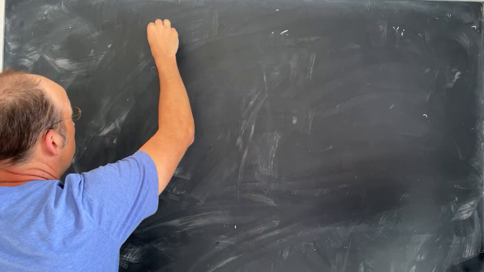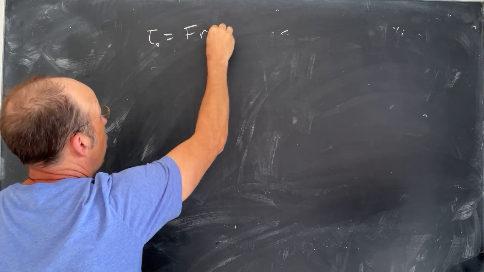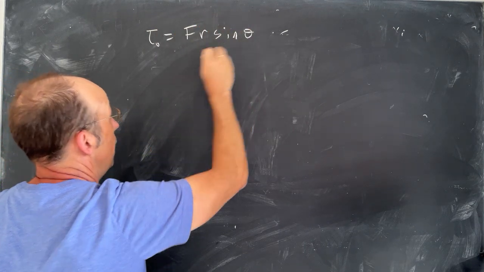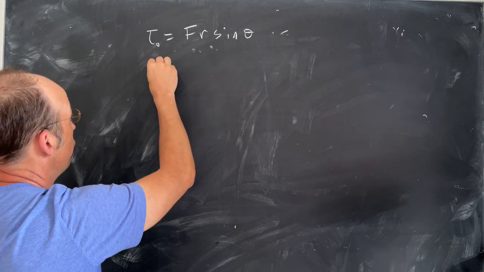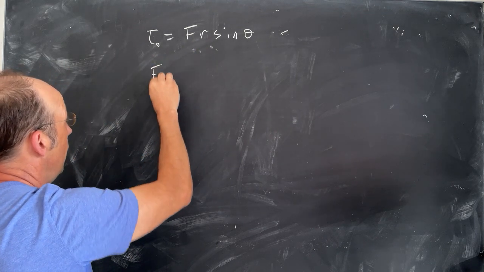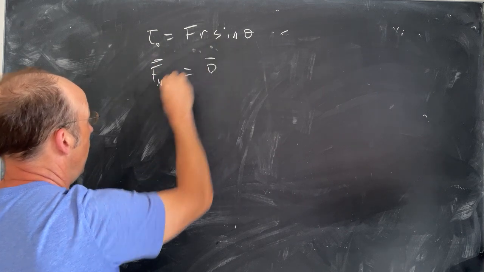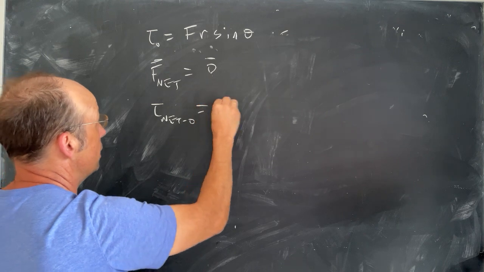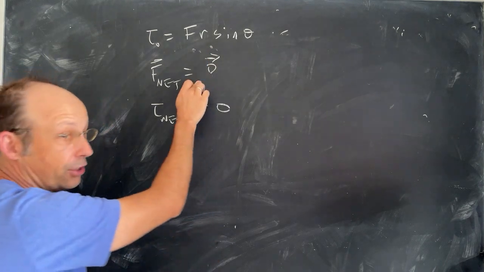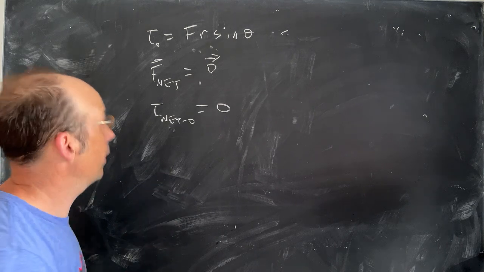So we have the definition of torque about some point is F r sine theta. And this does have units of Newton meters. And then we have our new conditions for equilibrium: F net equals 0, and torque net about some point O is equal to 0. The first is actually two equations because that's the vector. This is just one because it's a scalar. Technically, it's a vector too.